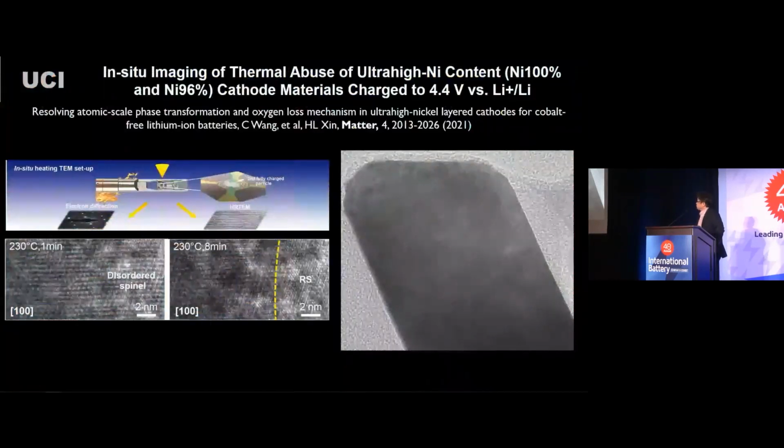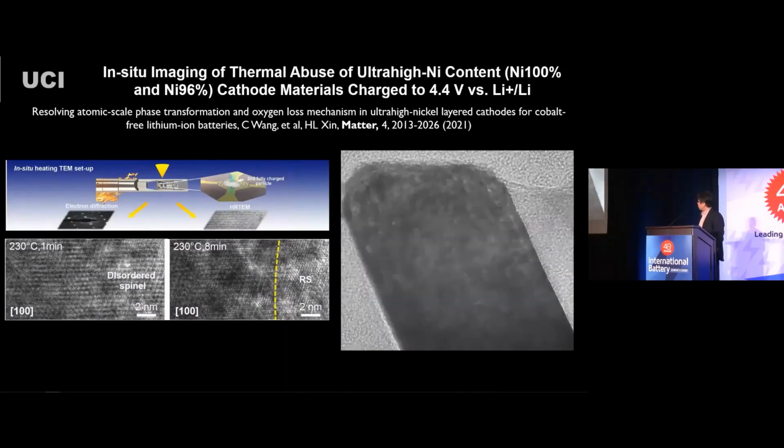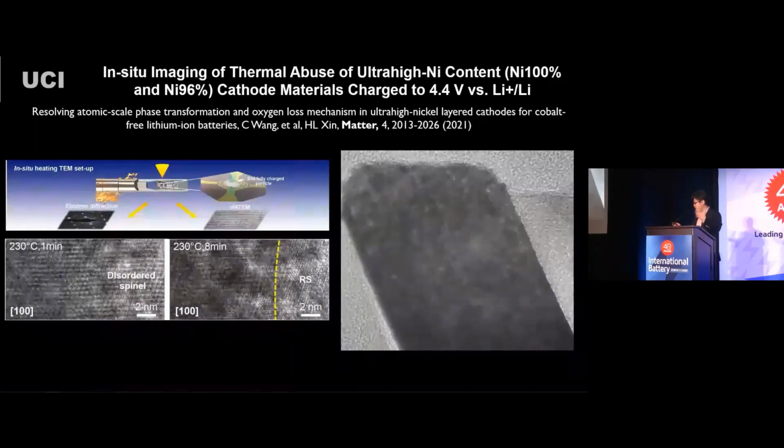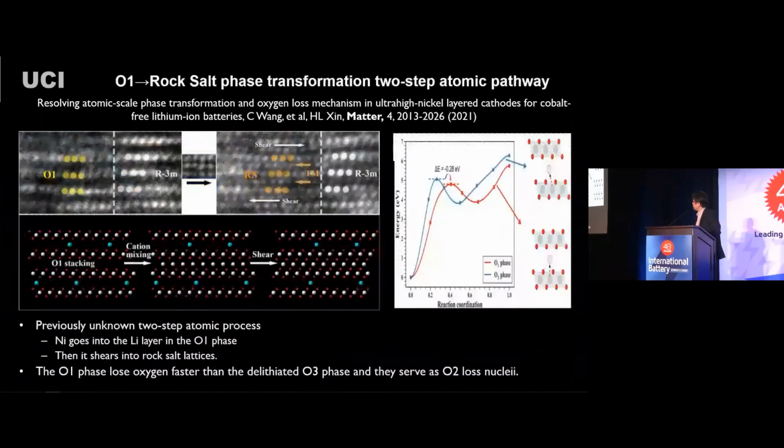Right, so we performed an in situ study of this material while we heat it up to elevated temperatures, basically to look at its chemomechanical degradation. Because of the power of TEM, we can see the phase transformation at atomic scale, transforming to disordered rock salt, disordered spinel, and then rock salt. These are not new, right? You can tell that by in situ XRD experiments. What's really interesting is that we found a previously unseen two-step atomic process.